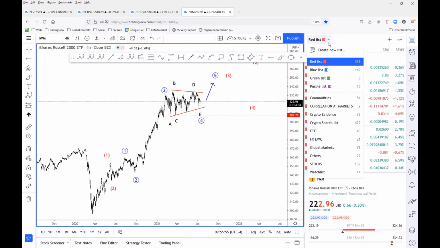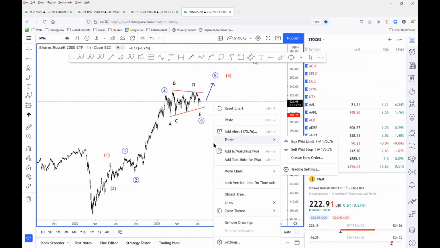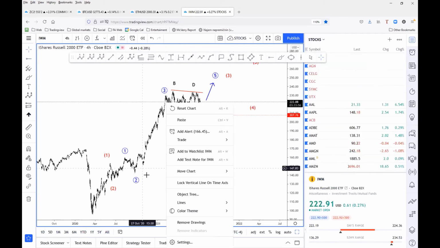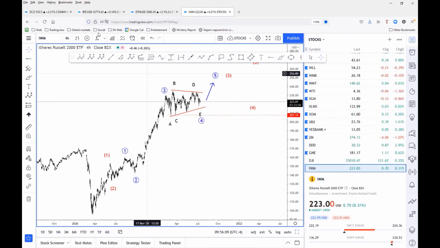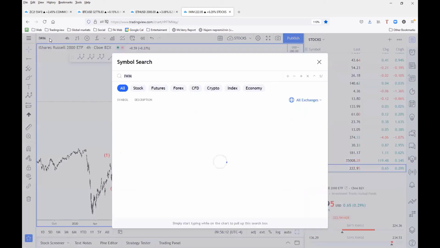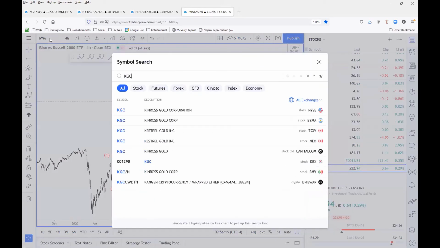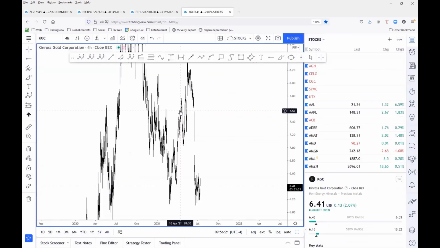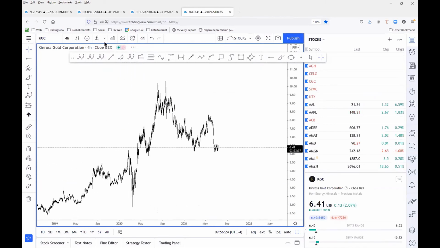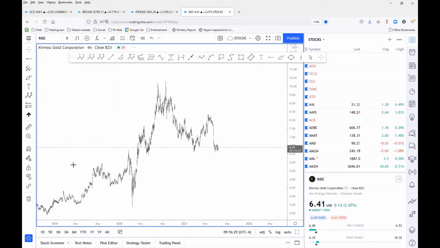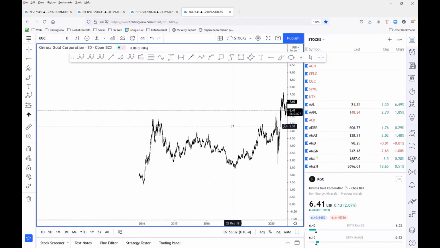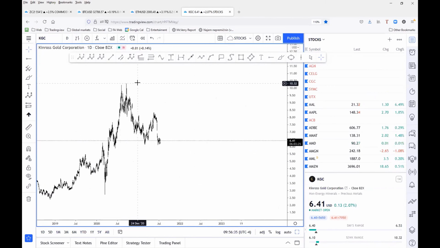Anything else? Yes, there is a request from Irina. If you can have a look at KGC. It's a stock. It's a gold miner, obviously. Is it the correct ticker? I'm assuming that's the one. Yeah, she says it is.